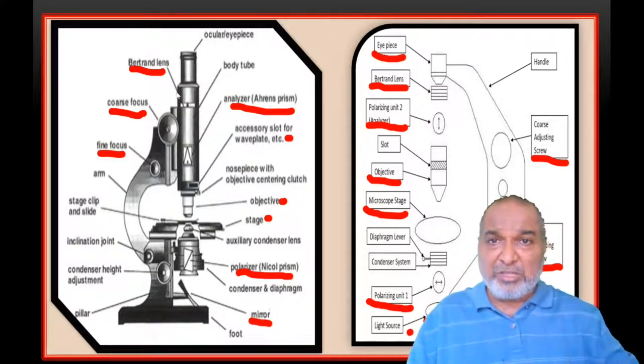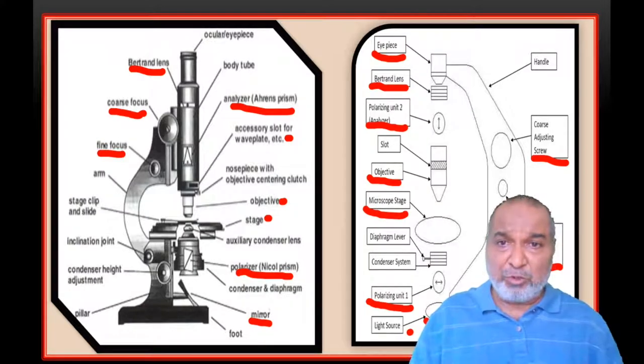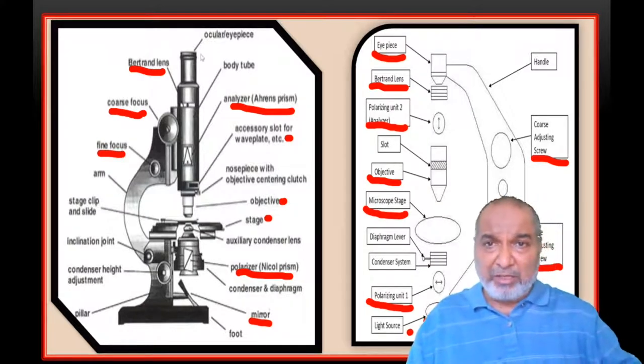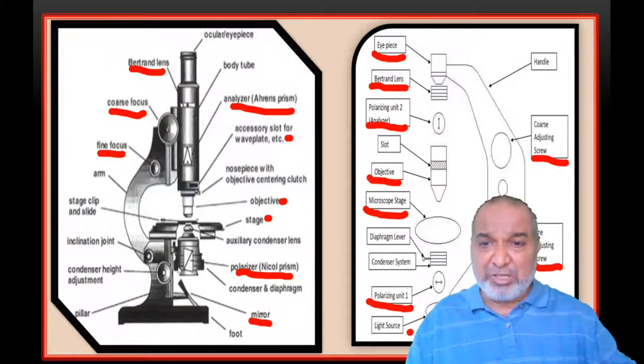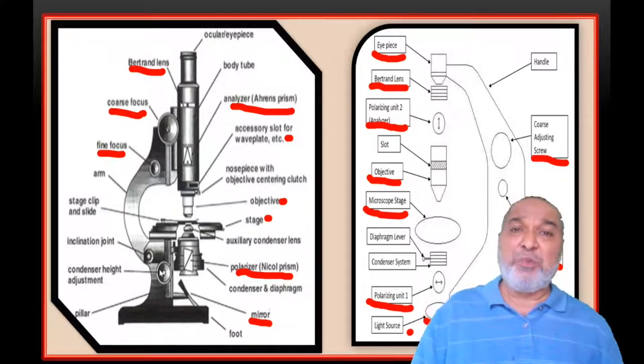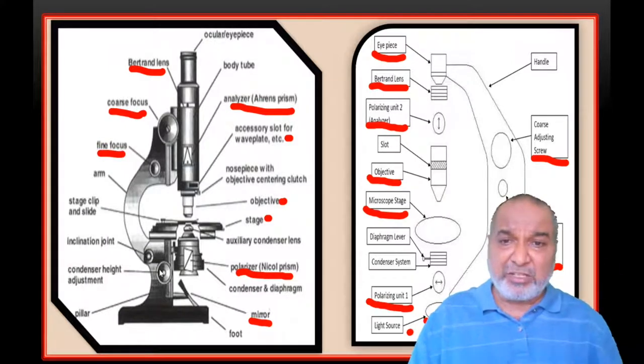And above this analyzer, we have directly an eyepiece. So we are going to see the mineral over there. So these are the parts which are there in this particular optic axis. In addition to this, here we have one screw for adjustment of the condenser. Yes, the height of the condenser we can adjust.